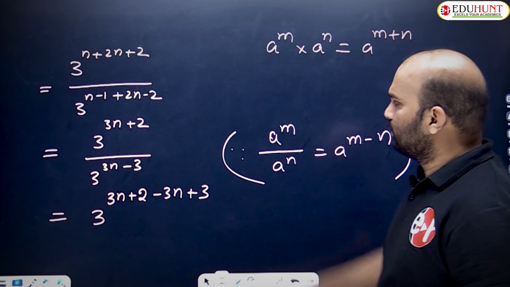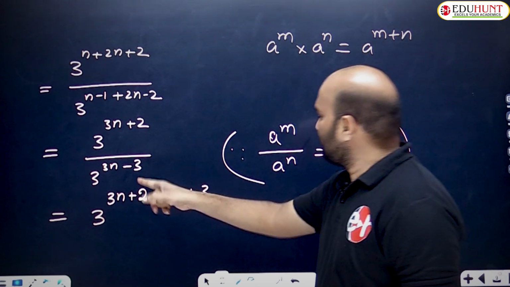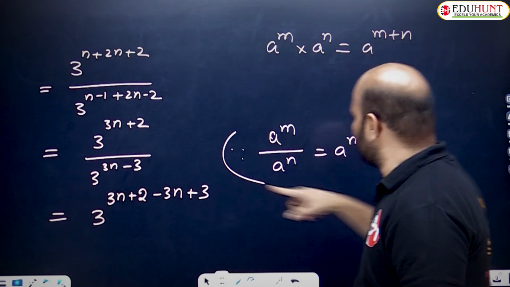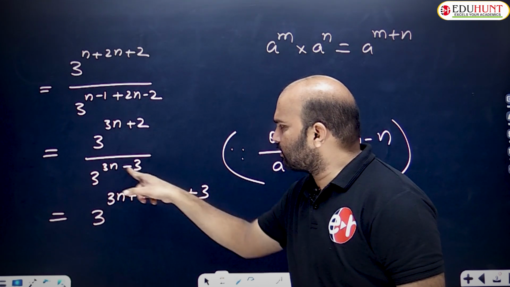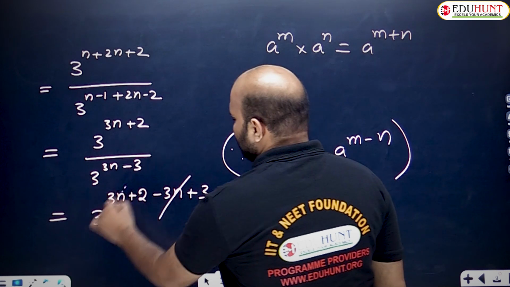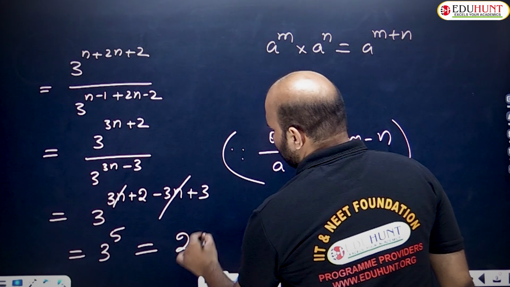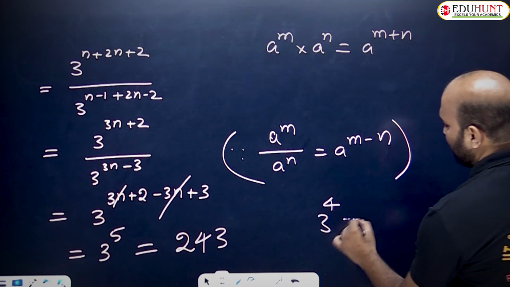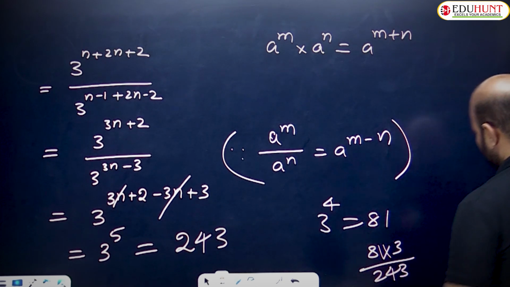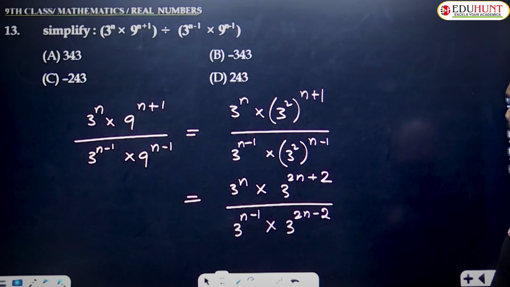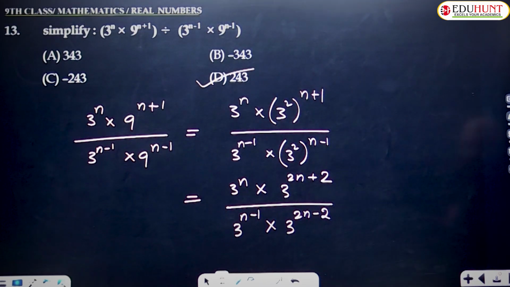Clearly we need to understand. So 3 power m value 3n plus 2, again all by 3 power n value 3n minus 3. So minus n, nothing but it is multiplied with minus. This is a negative, this is a positive. So minus 3n plus 3n cancel. What you are getting? 3 power 2 plus 3, 5. So what is the 3 power 5 value? 243. You know, 3 power 4 value is 81, 81 into 3, 243. So that is the required answer. 243 is the right answer, option D is the right answer. Am I clear?